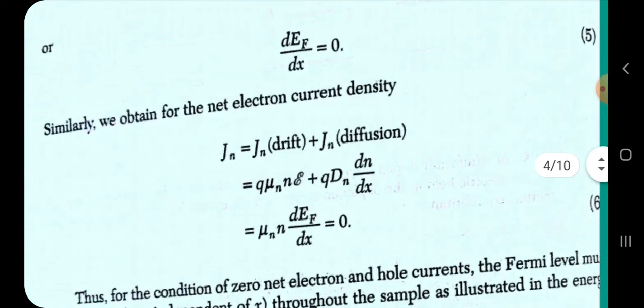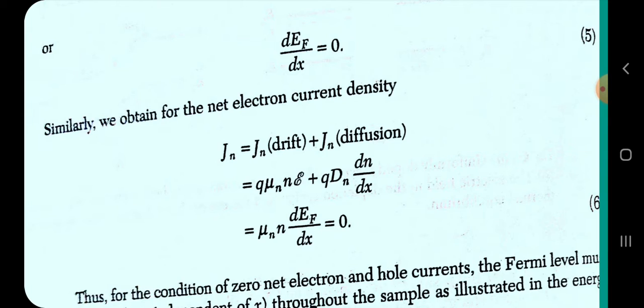Thus the condition for 0 net electron and hole currents, the Fermi level must be constant, that is independent of x throughout the sample, as is shown in the energy band diagram. The constant Fermi level required at thermal equilibrium results in a unique space charge distribution at the junction. We repeat the one-dimensional pn junction and the corresponding equilibrium energy band diagrams.